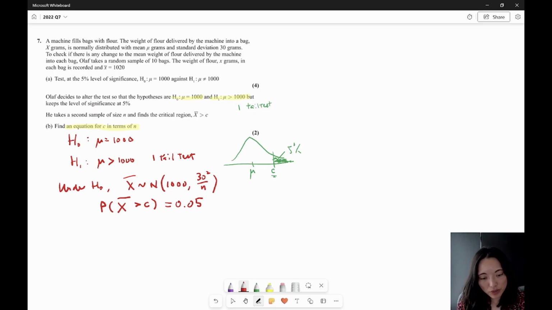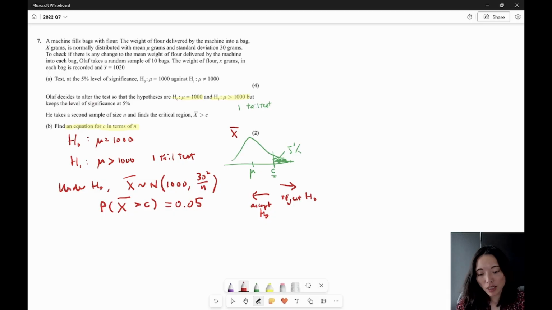Let's look at our distribution together on the right-hand side. This is the distribution of X bar, and we want the probability of X bar greater than C. So this is where we reject H naught. To the left, we accept H naught. For any values of X bar greater than C, we're going to reject. So the probability of X bar greater than C is going to be 0.05.